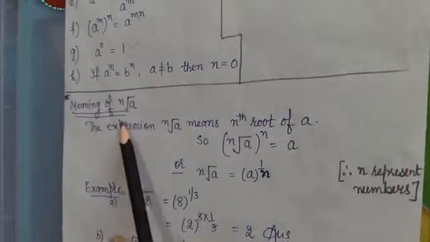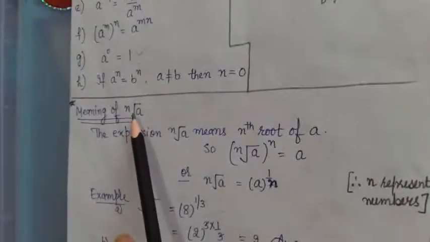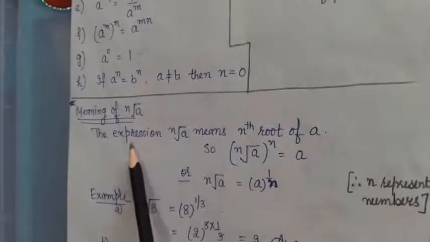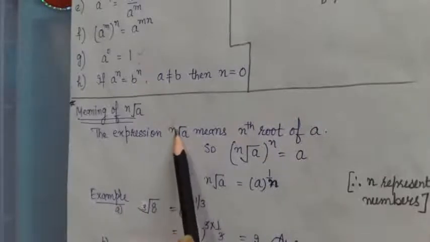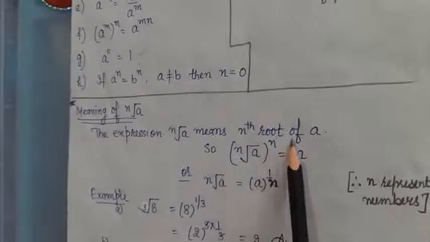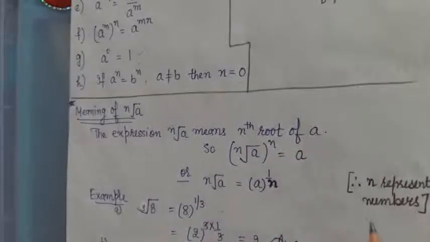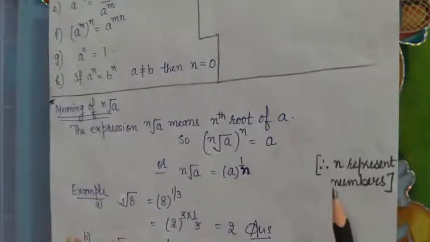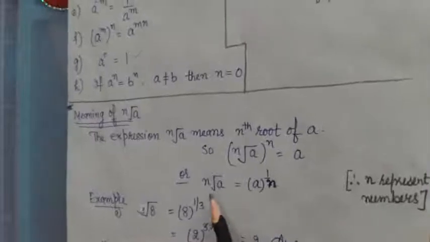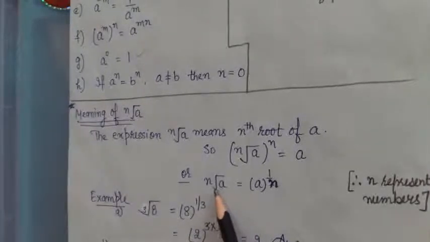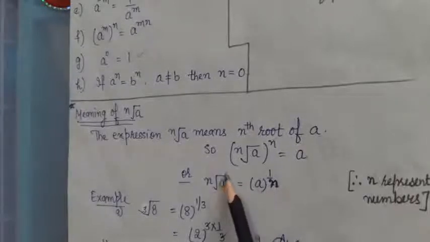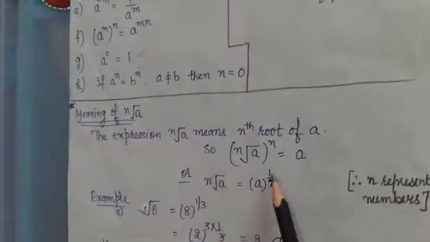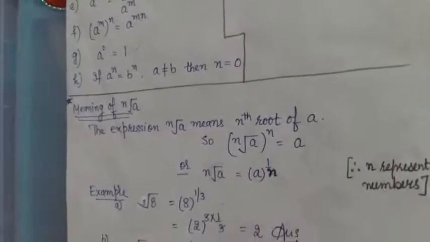Next is the meaning of nth root of a. The expression nth root of a means n is representing your nth root of a, and n is representing your number. How many numbers? Or you can say that nth root of a means a bracket of this one, square root, so 1 over n, it will change into 1 over n.